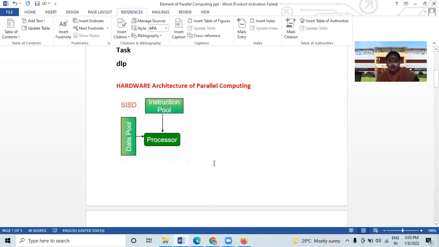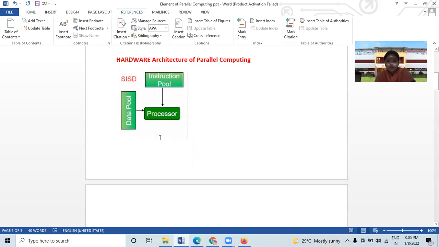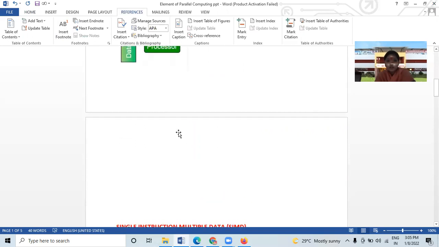Okay, hardware architecture of parallel computing is there. So here SISD, that is single instruction, single data. So S for single, I for instruction, and S again for single, D for data. मतलब single instruction, single data. So this is about single instruction, single data.